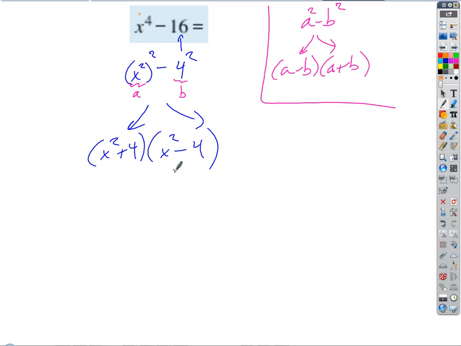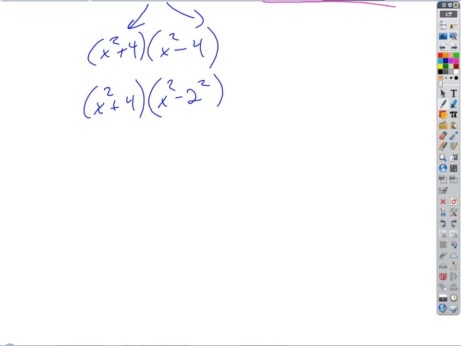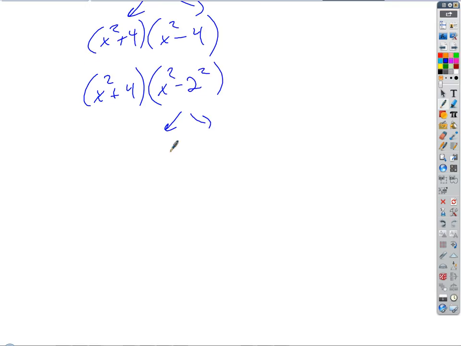Ah, okay, good. I could write this one as x squared minus 2 squared, right? I'll leave this one alone because I'm already done with that one. But the x squared minus 2 squared, how would that factor? x minus 2, x plus 2. Good, and then this one, we were already done. So that's our answer, right?